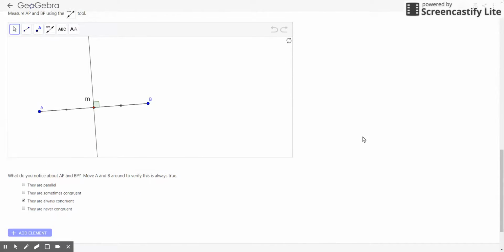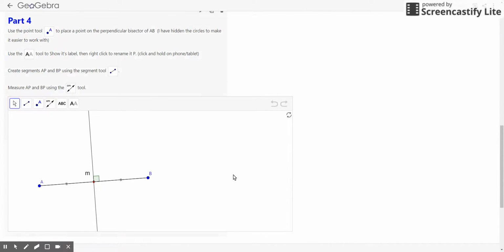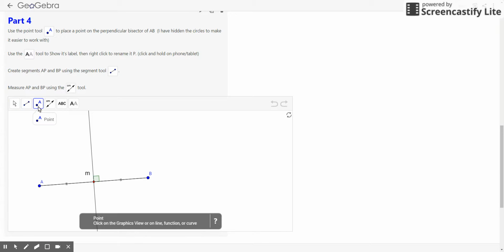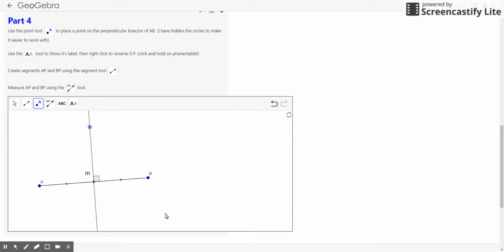Now, moving down to this one, we want to check on some of these properties of a perpendicular bisector. And so we're going to place a point on the perpendicular bisector. I've gotten rid of the circles for you just to make it a little less confusing. We can rename this point. We'll call this one just P. And we're going to go ahead and create segments from A to P and from B to P. And now we can move that point around and take a look at that.